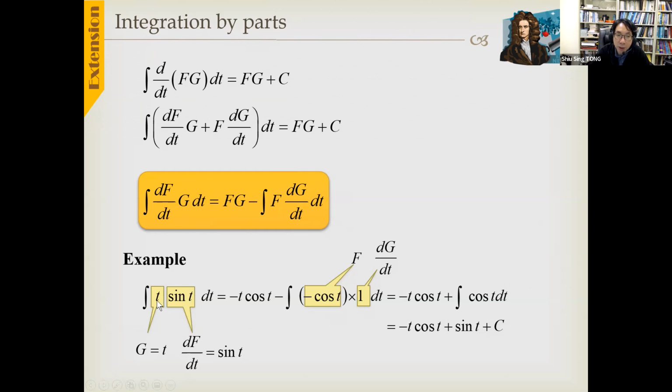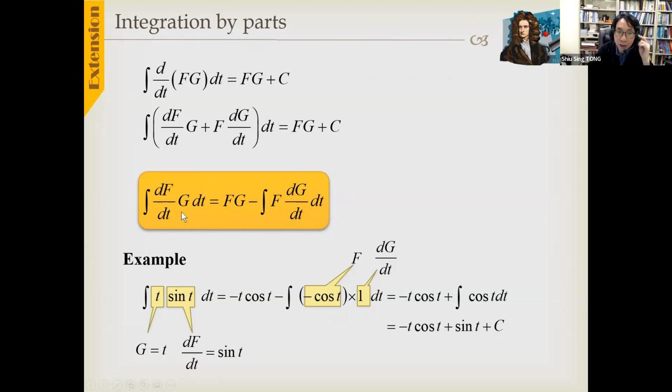Okay. Now let us take this example. This example consists of the sine function multiplied by a simple polynomial, which is just t. Okay. t is the simplest polynomial, right? Now, I want to get rid of this t because I don't know how to integrate t sine t. I only know how to integrate sine t, but not t sine t.